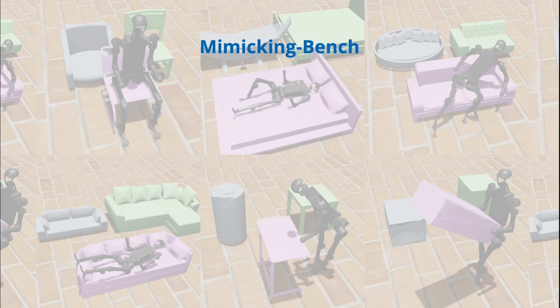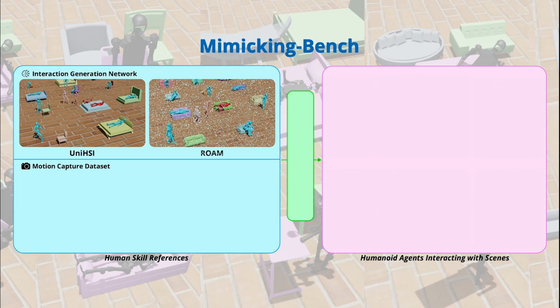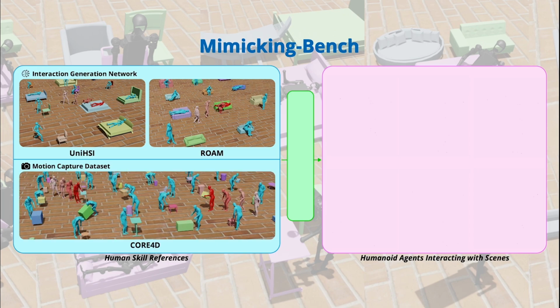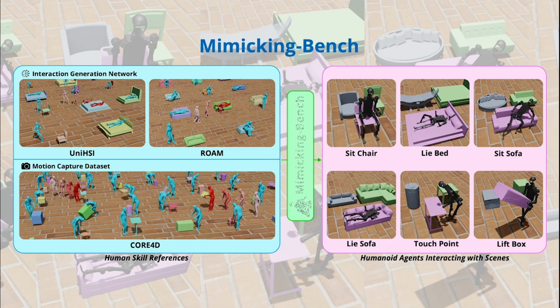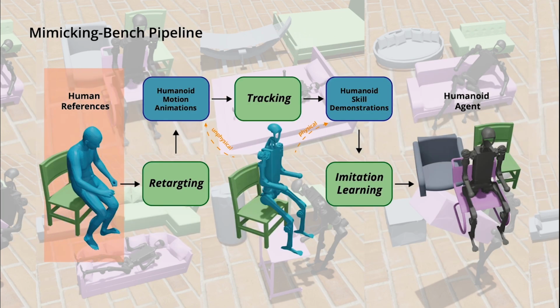We integrate a large-scale and diverse human skill reference dataset and propose 6 humanoid scene interaction tasks: sit chair, lie bed, sit sofa, lie sofa, touch point and lift box. We first introduce a large-scale human skill reference dataset, followed by a retargeting module that transfers human motions to humanoid models for animation generation. A motion tracking module then simulates realistic motions based on these animations, producing skill demonstrations. Finally, an imitation learning module trains humanoid agents to handle unseen scenarios using these demonstrations.